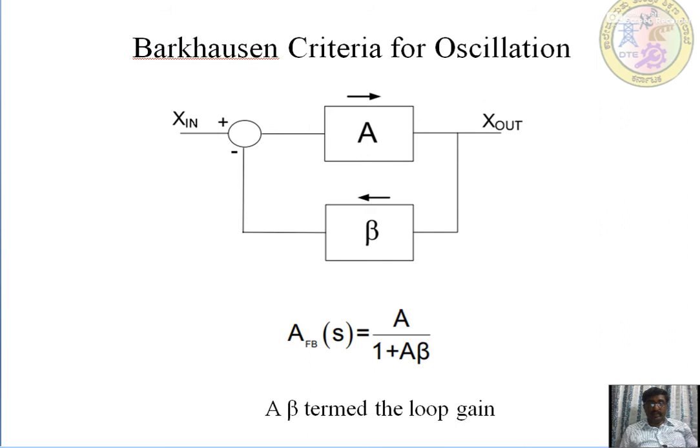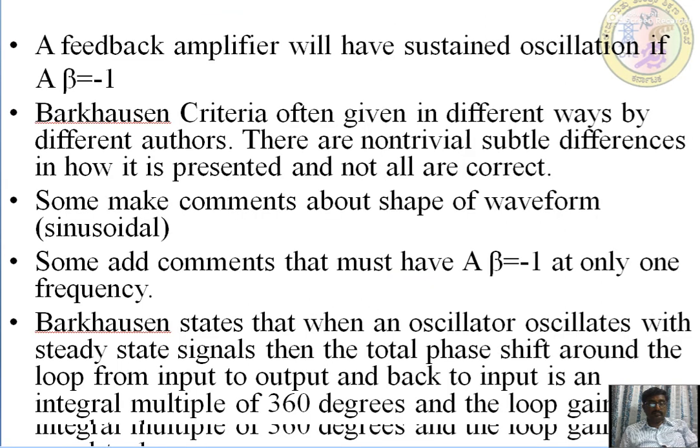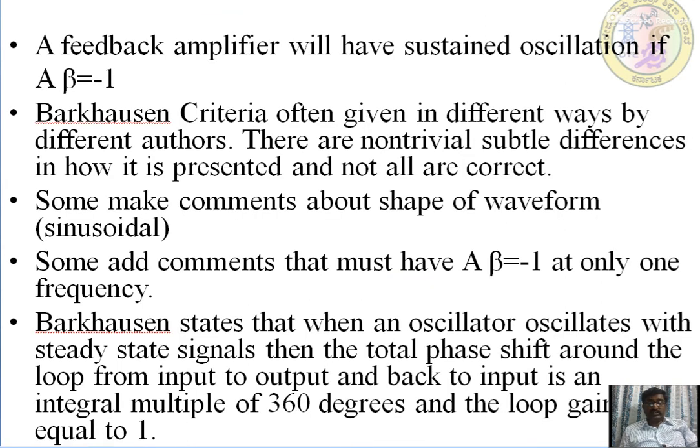Okay, so this is the simple Barkhausen criteria for the oscillation formula. That is the same thing: A is the amplifier and beta is the feedback circuit, X out is the output, and the feedback beta is returned back to this amplifier. So A F B is equal to A divided by 1 plus A beta, and A into beta is known as the loop gain. The formula for this Barkhausen criteria is also A divided by 1 plus A beta, that is the amplitude of the feedback circuit. A feedback amplifier will have sustained oscillation if A into beta is equal to minus 1.